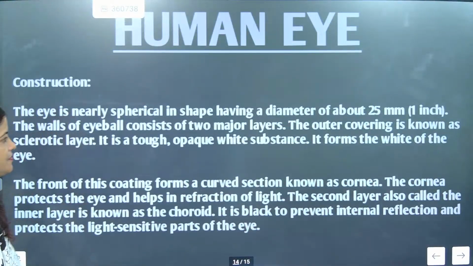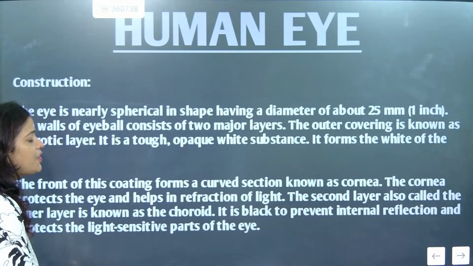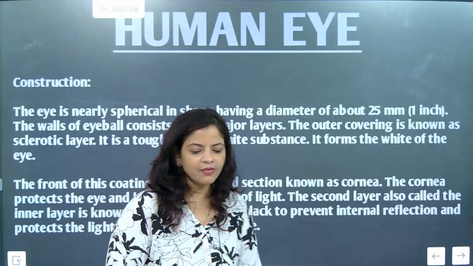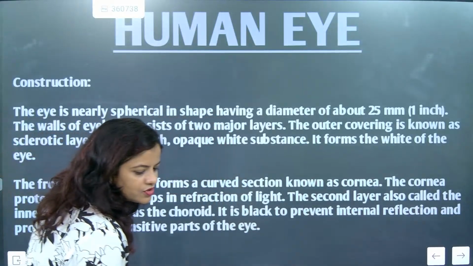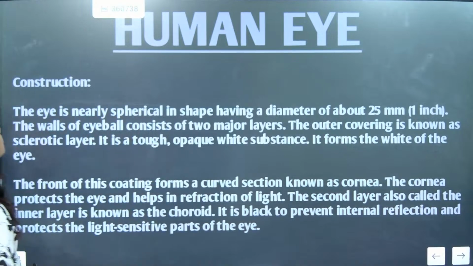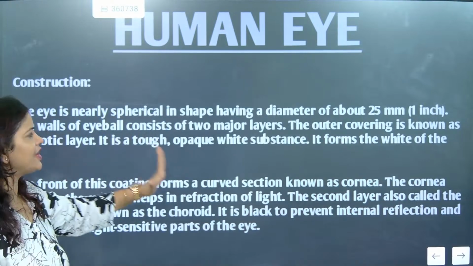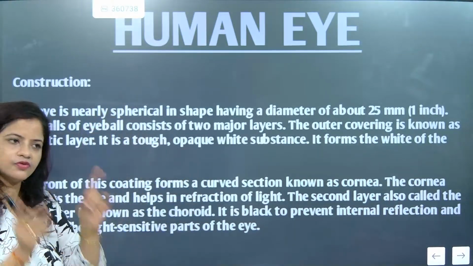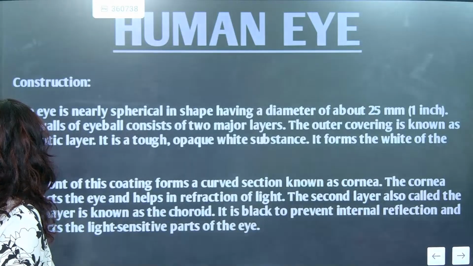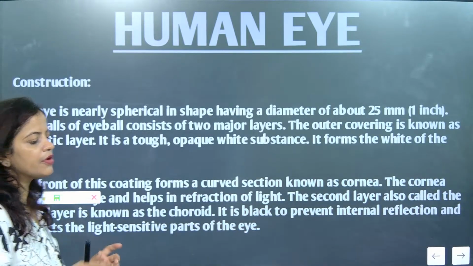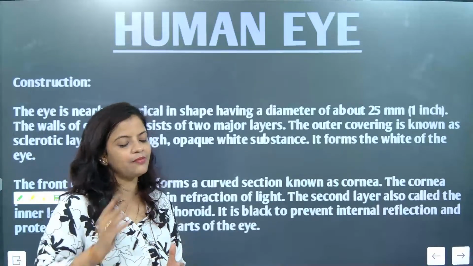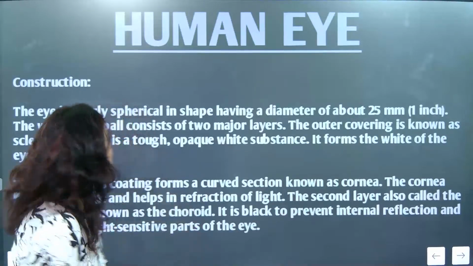Now construction. We'll be talking about the construction of the eye. Come on, get ready everyone. Sachin, cones and rods, absolutely correct. So the eye is nearly spherical in shape. We have seen that first part. I'm just underlining. You people are going to explain it. My work is over because for the past 2-3 classes I am only saying. Now you people are going to say.